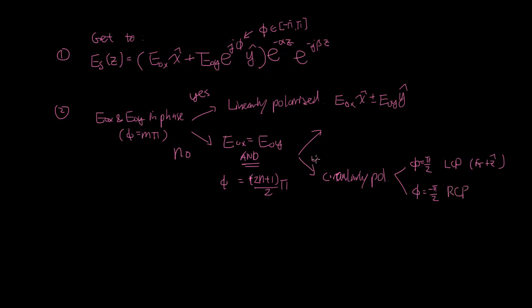If the answer is no, then it's elliptically polarized. And then you also have to determine handedness, right? So if phi is greater than 0, then it's left-hand circularly polarized. If phi is less than 0, then it's right-hand elliptically polarized. And again, this is for plus z propagation. So if it's minus z, then you have to reverse your results accordingly.